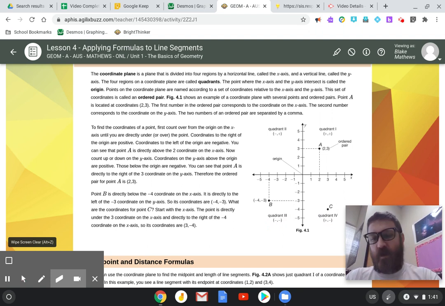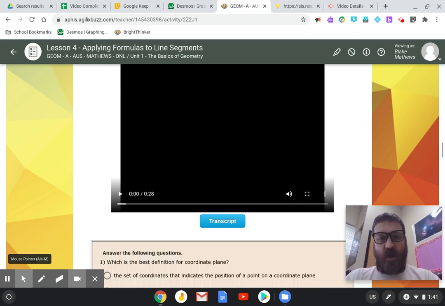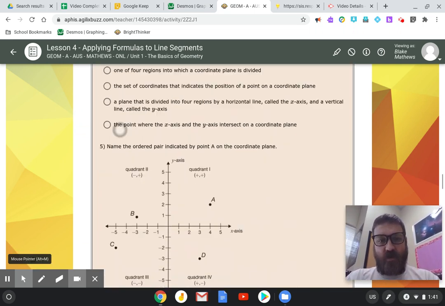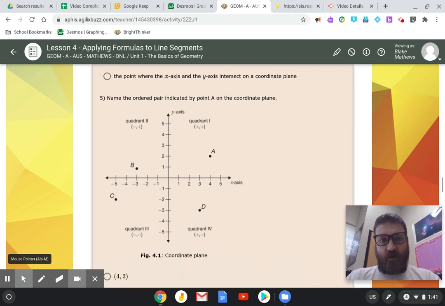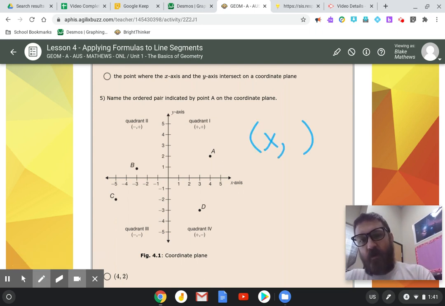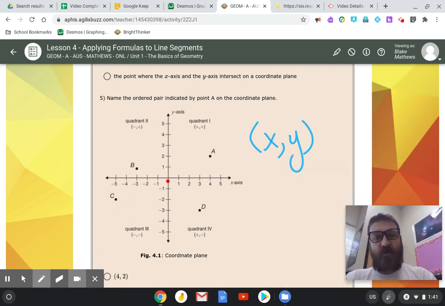So the first thing you're going to have to do is answer some basic questions about the vocabulary that I just talked about. Then you're going to have to actually find the values for certain points. Just to help you recall, when we graph a point, we graph it using an x and y coordinate. The first number in any coordinate is the x value. That tells me how far to go in the horizontal direction. If it's positive, I go this direction. If it's negative, I go this direction.